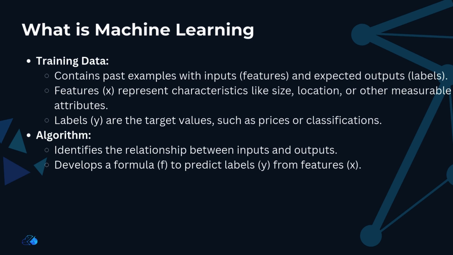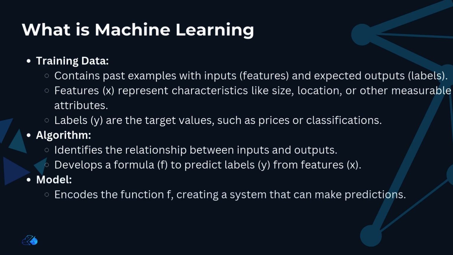The algorithm's job is to study the data and figure out how the features influence the label. It generalizes this relationship into formulas or functions that can be used to make predictions. The specific algorithm we use depends on the problem we're solving, whether it's classifying images, predicting trends, or detecting fraud. The result of this process is a model. The model is essentially a program that contains the formula derived by the algorithm.